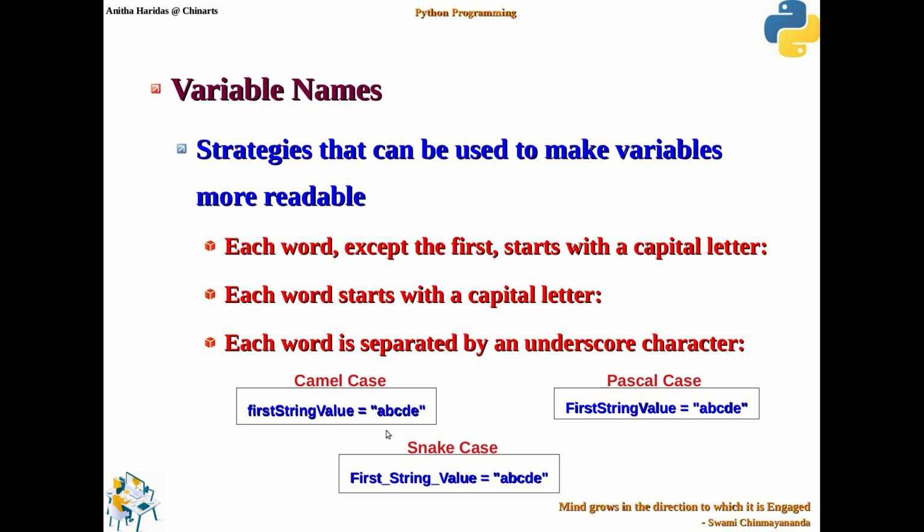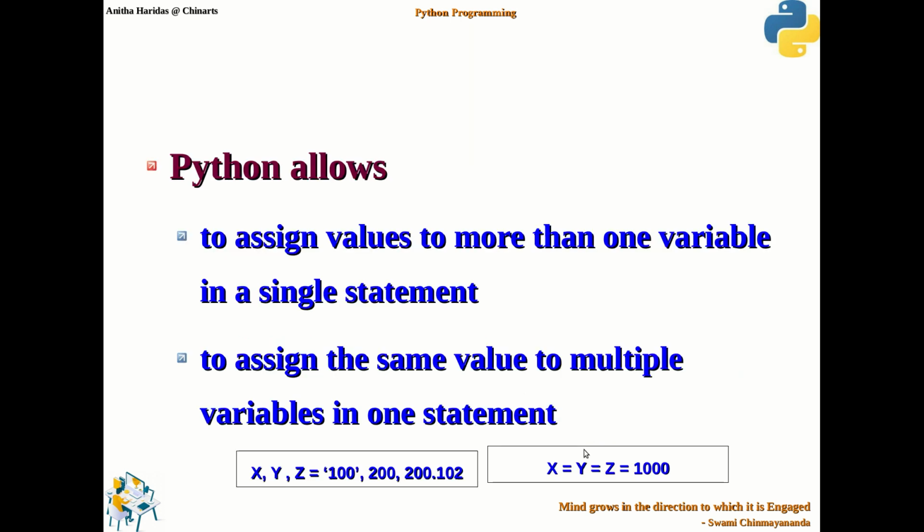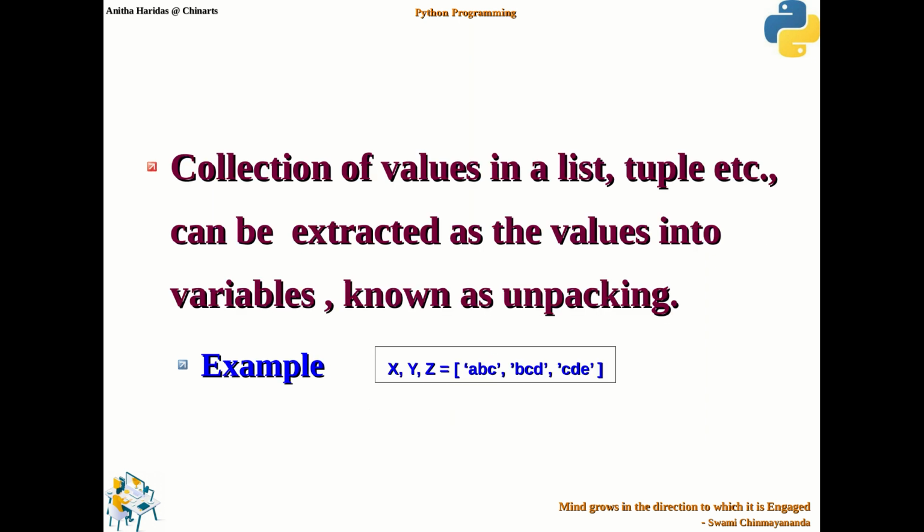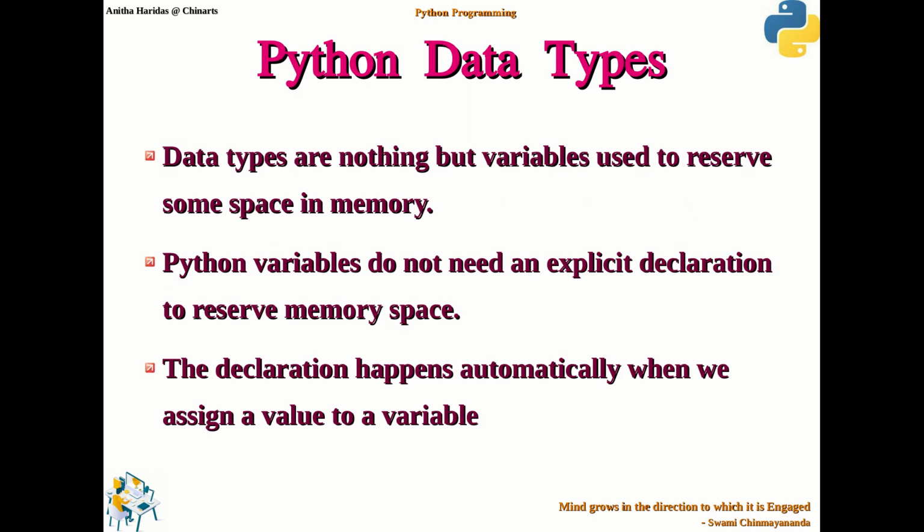There we can have 3 different strategies for naming the variables. Then we talked about how to assign values to more than one variable in a single statement and how to assign the same value to multiple variables in one statement. Then this slide was telling about how a list or a tuple can be extracted as values into variables.